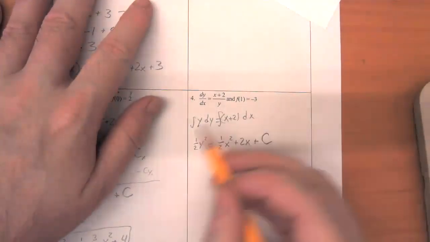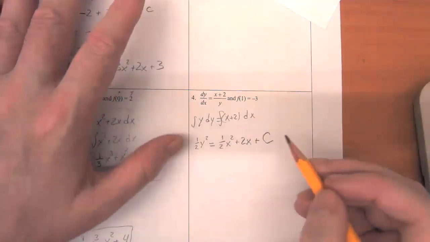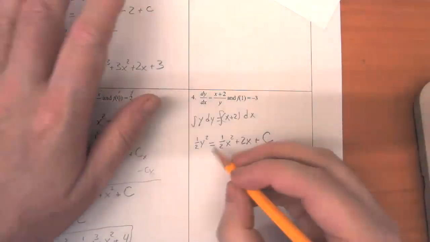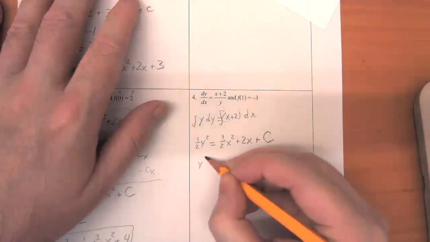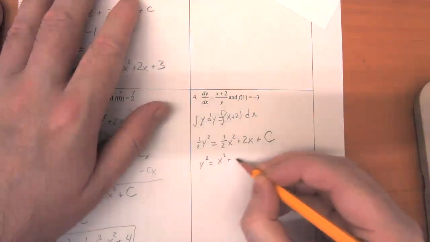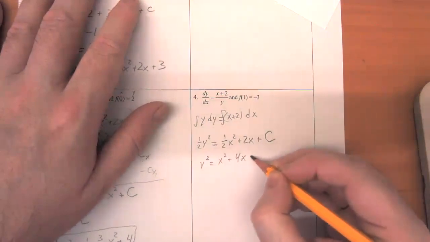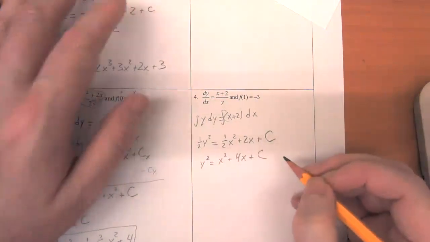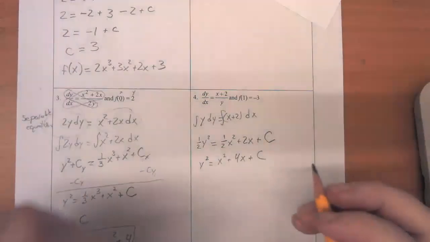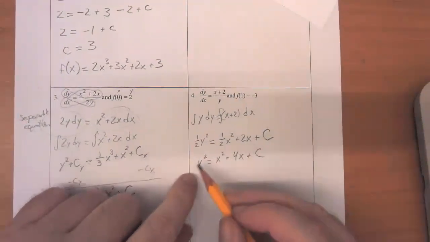Maybe I'll clean this up a little bit and multiply both sides of the equation by 2. That's a fair thing to do. It's the same relationship between x and y when I do that. It might make my numbers a little easier to deal with. y squared equals x squared plus 4x plus c. Some real number times 2 is just still some real number. It's a little lazy for me to not write down 2c, but it's all the same in the end.